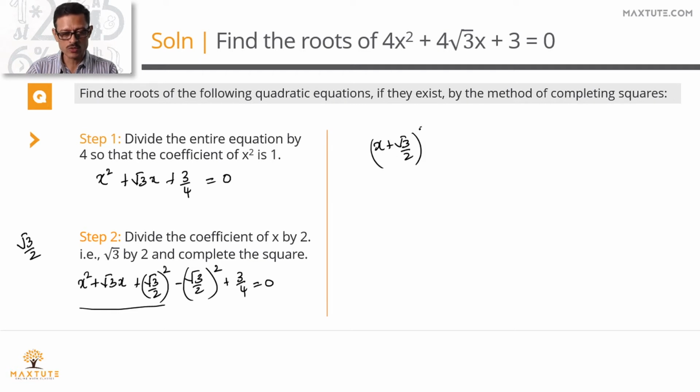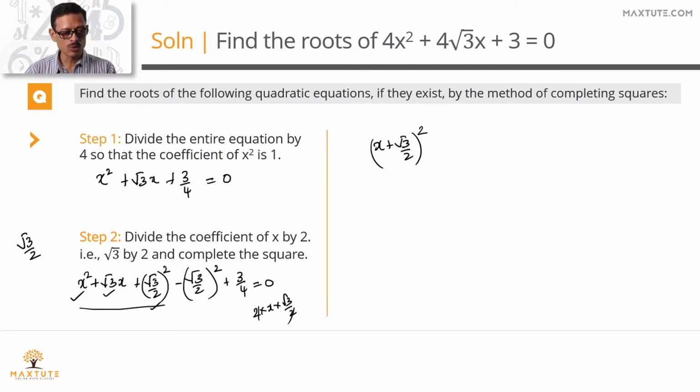As always, let's verify this before we write anything. A plus b the whole square is a square plus b square plus 2ab. A square is x square, b square is root 3 by 2 the whole square. All that is left is to check whether 2ab equals root 3x. 2ab is 2 into x into root 3 by 2. Cancels out to leave you with a root 3x. So you've written things that are right. So do this verification so that you don't make any mistake.